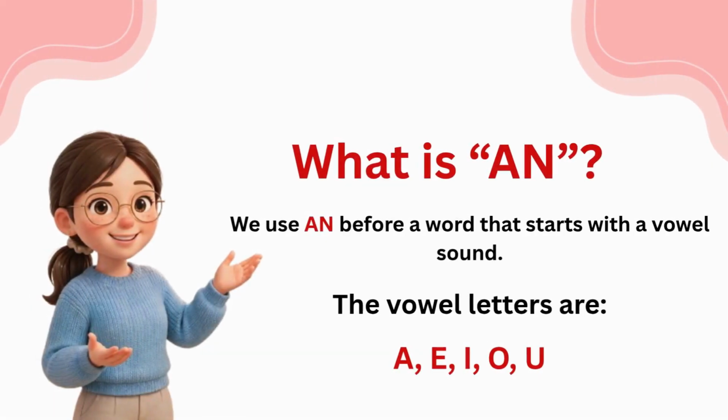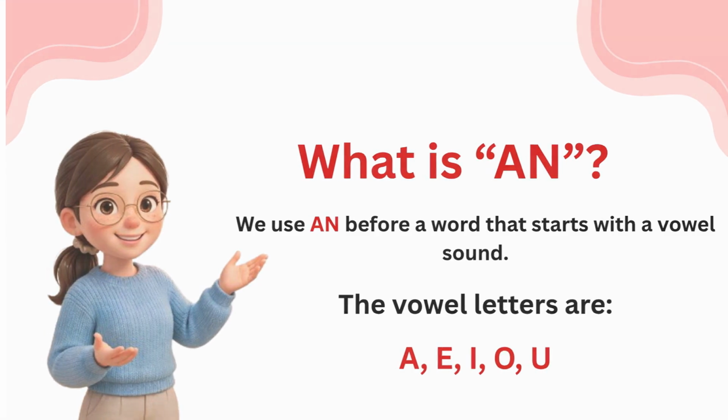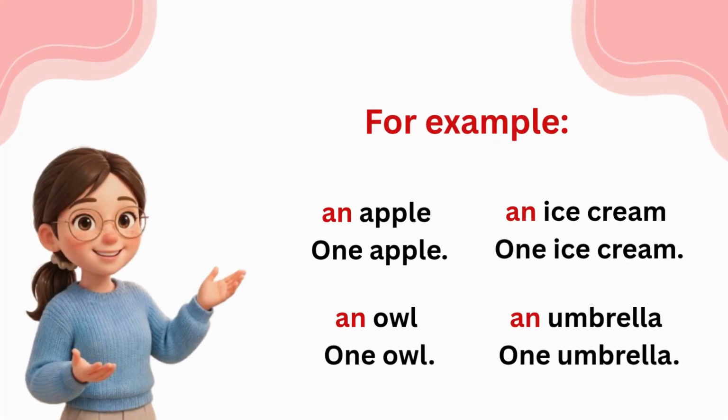What is an? We use an before a word that starts with a vowel sound. The vowel letters are A, E, I, O, U. For example, an apple, one apple. An ice cream, one ice cream. An owl, one owl. An umbrella, one umbrella.